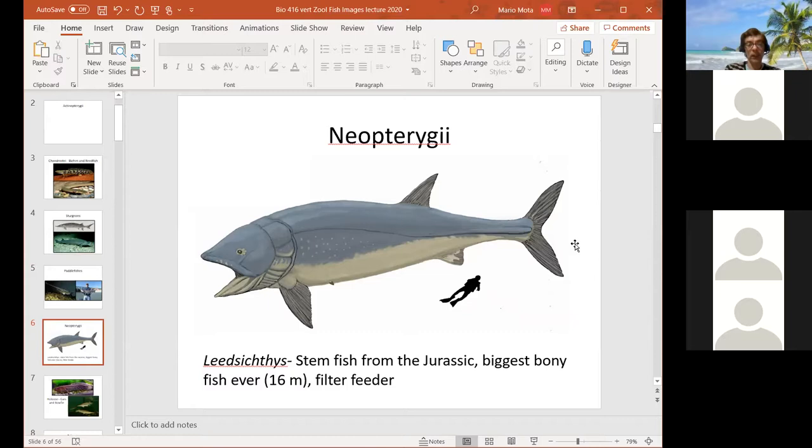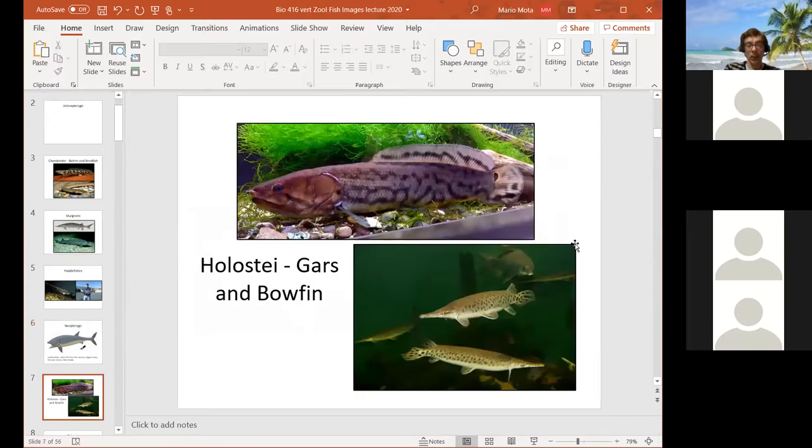So let me go through these. I don't know if you've seen gars. So again, this is the Osteichthyes, very abundant at one time. There are only two groups, or two orders. That's the bowfin and that's the gars. Gars are mean little fish, the predators. They have long snouts.